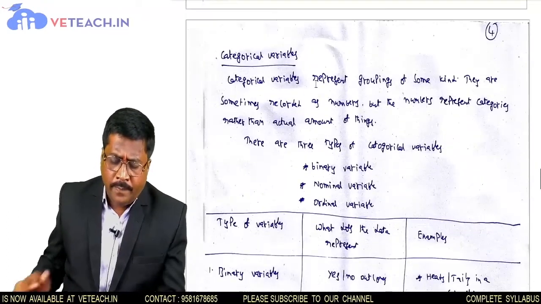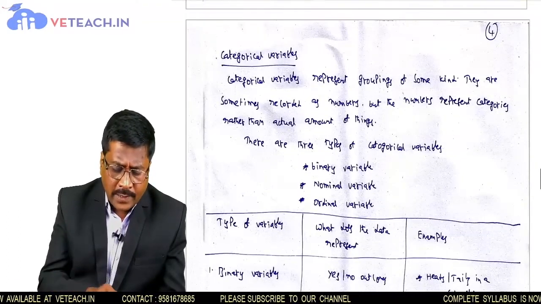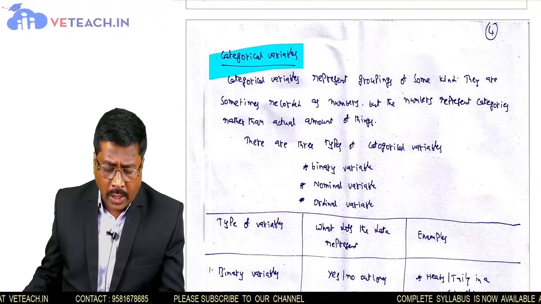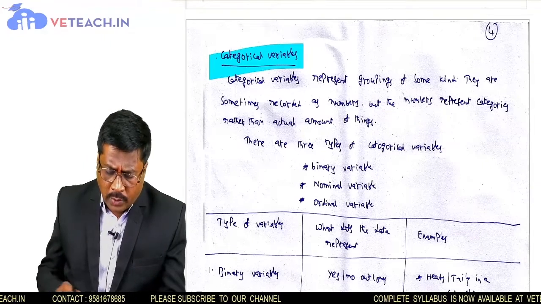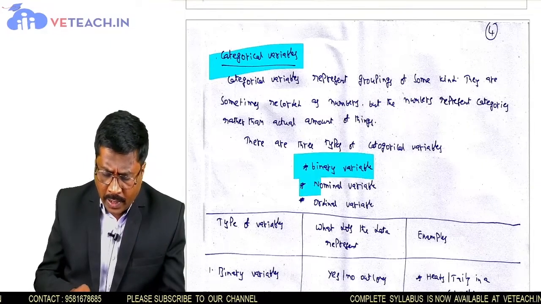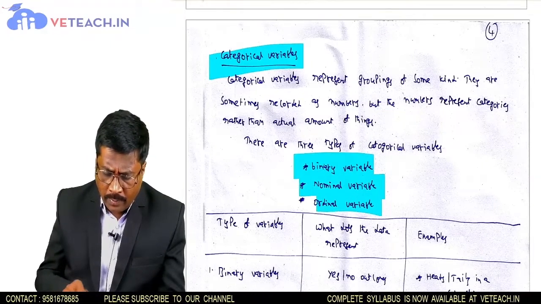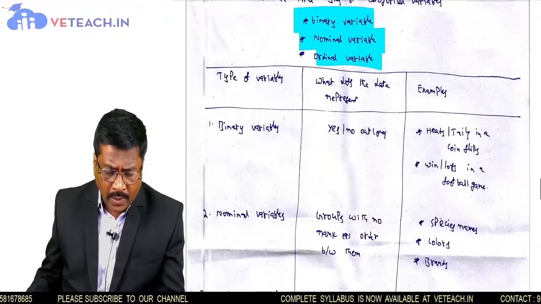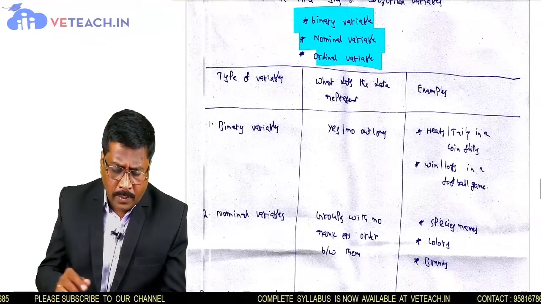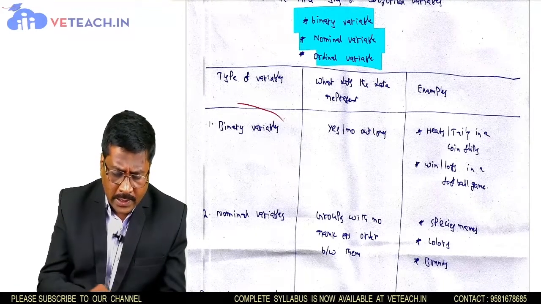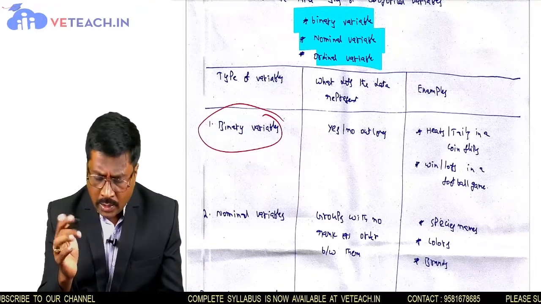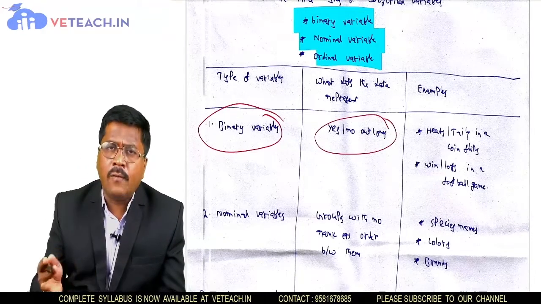In a similar way, the categorical variables are classified into three types, depending on the variable present in the categorical data. That is split into three parts: binary variable, nominal variable, and ordinal variable. The first type is binary. A binary variable means it takes only 1 or 0, or yes or no, or true or false.